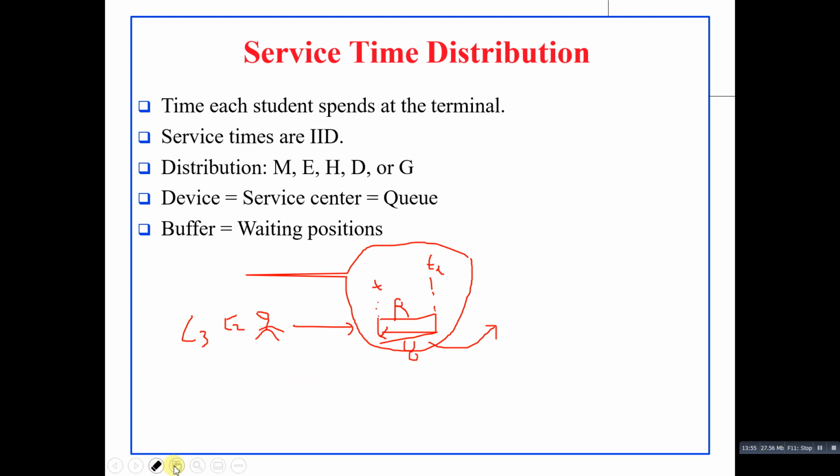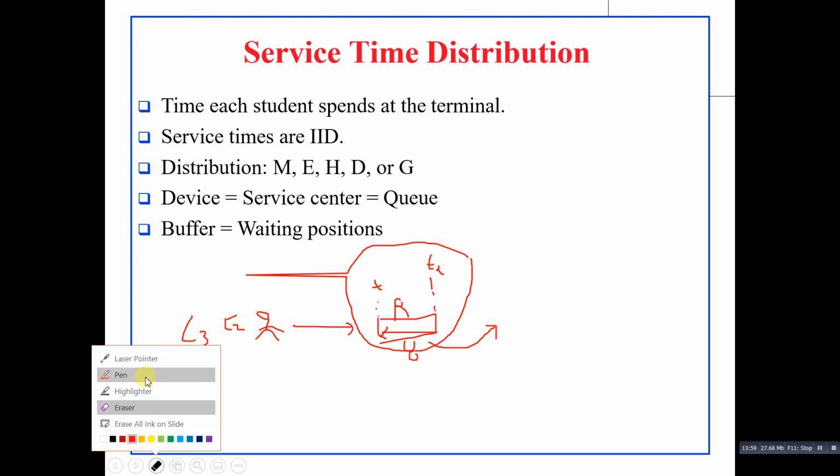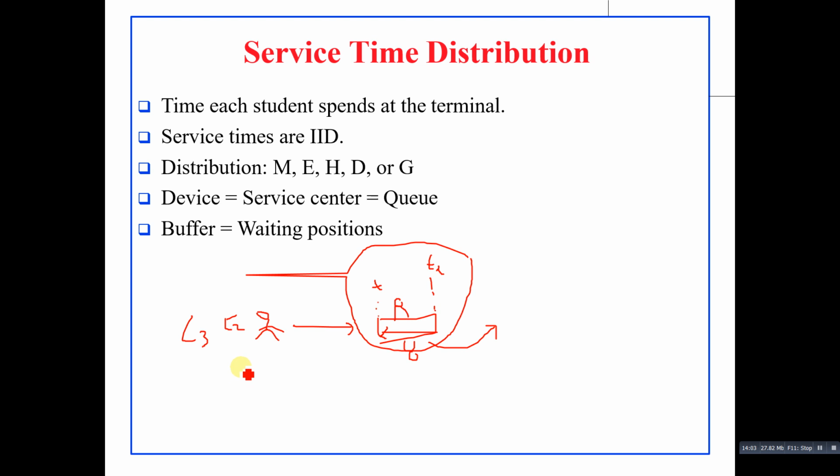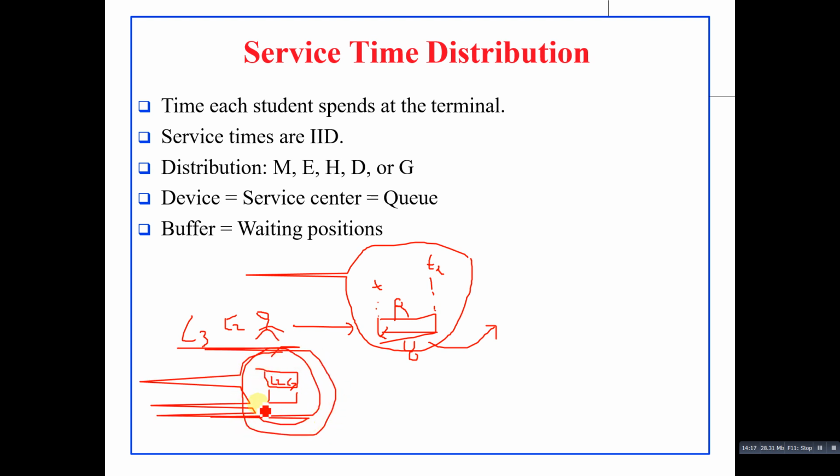So you have here customers, they have a sofa here, so they just sit on the sofa: customer 2, customer 3, and so on. So this is the buffer. How many can that sofa hold?